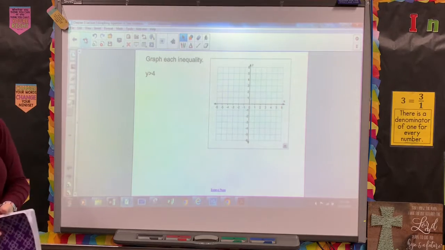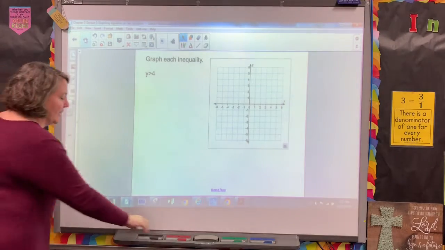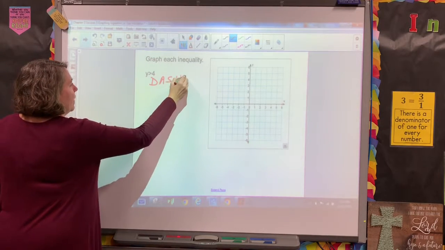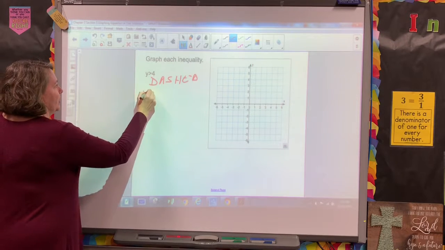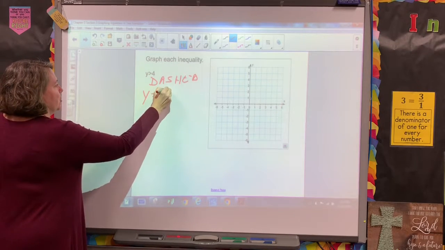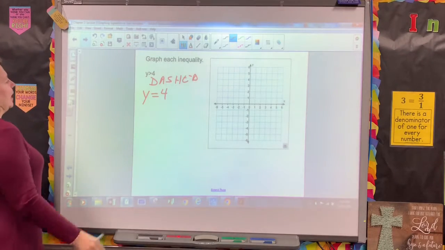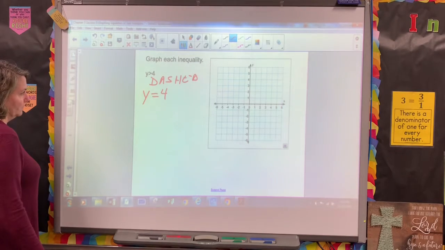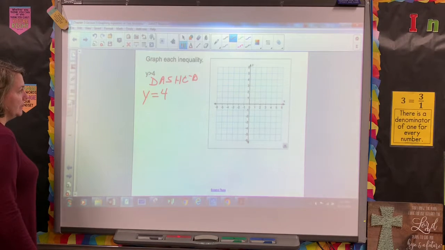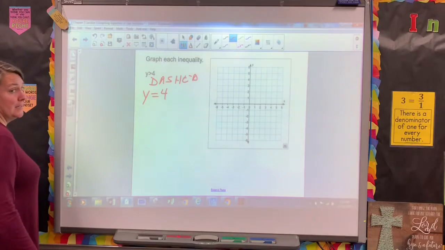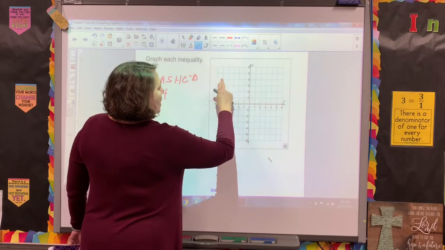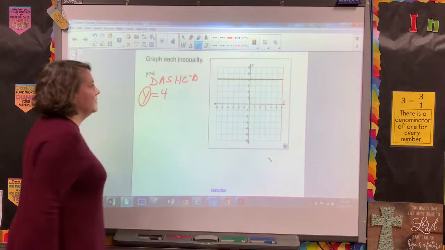Okay, so I'm going to do this one with you. Step 1, is it going to be dashed or solid? Dashed. Step 2, I'm going to graph it. I'm going to change my inequality to an equal sign, and then I'm going to graph that. I only have one variable, so is this going to be a horizontal or a vertical line? Horizontal, because y equals a number. So that is my boundary.